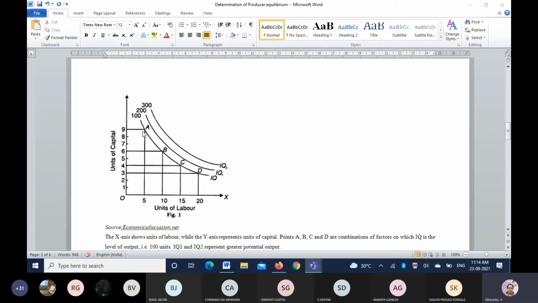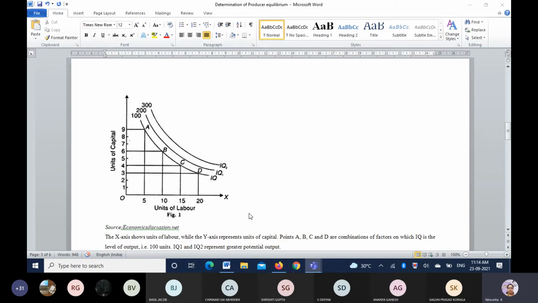And here also you can see that initially the capital will be sacrificed at a very high rate, and then the capital will be sacrificed or substituted at the lower rates. So this is also similar to the indifference curve. In the indifference curve, we call it the marginal rate of substitution. Here we call it the marginal rate of technical substitution.